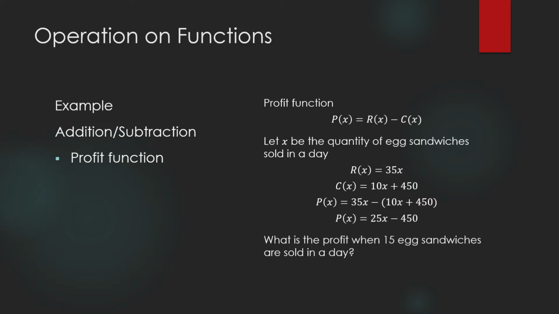So what is the profit when 15 egg sandwiches are sold in a day? So the profit is going to be P(15). What is P(15)? It is equal to 25 times 15 minus 450. So these are in pesos. But it turns out that the difference is negative 75. So this store, when it sold 15 egg sandwiches in a day, did not make profit. In fact, it is at a loss. It lost 75 pesos.